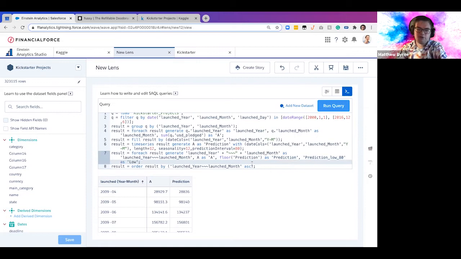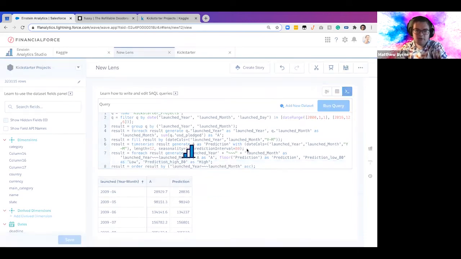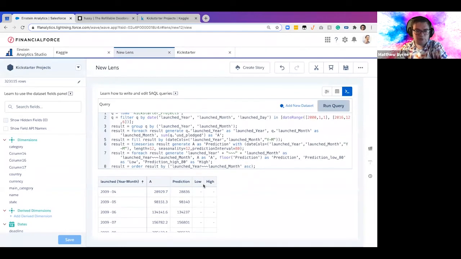Okay. Now I can do the exact same for the high value as well. I'm going to take just the name of my column, prediction, show me the high range, and generate that as the high value in there as well. Okay. I've just added in these extra ones there. And now I'm going to have 2 extra columns.